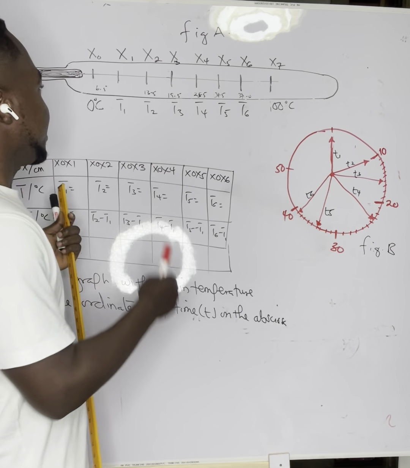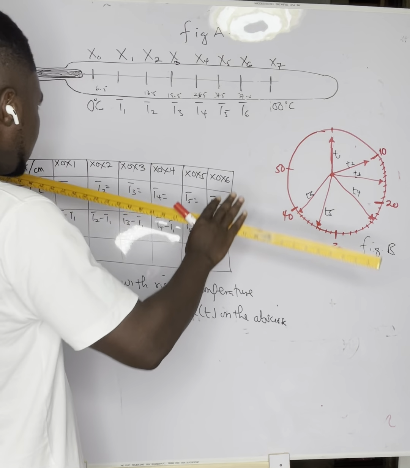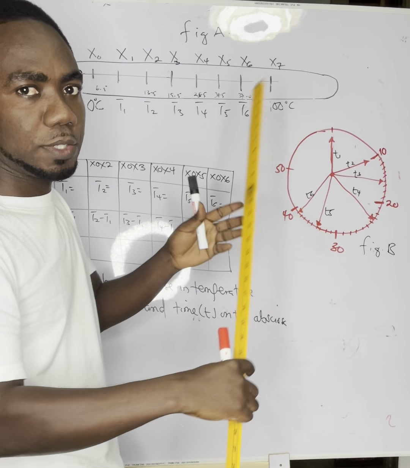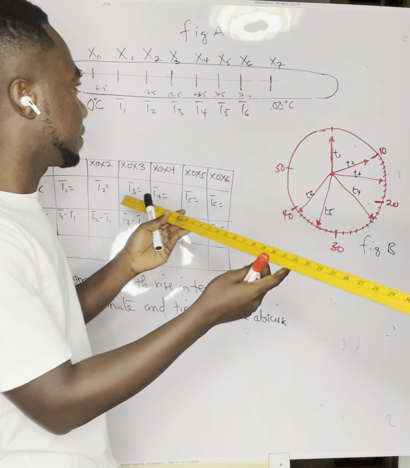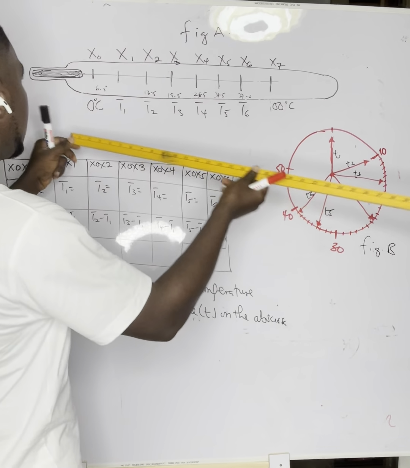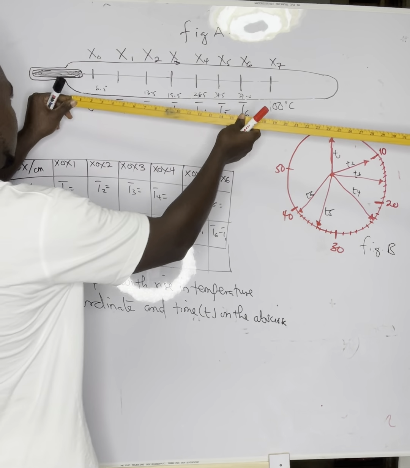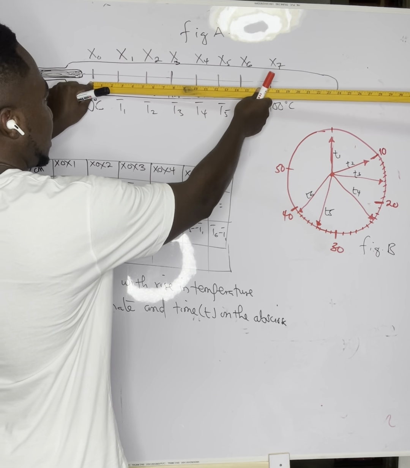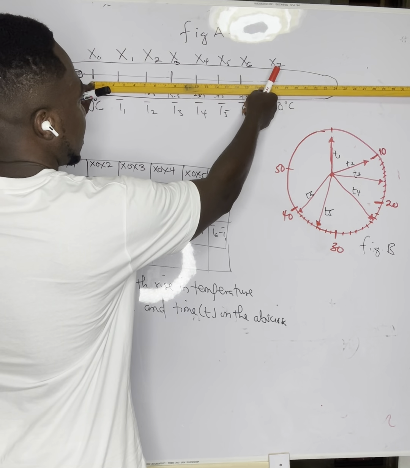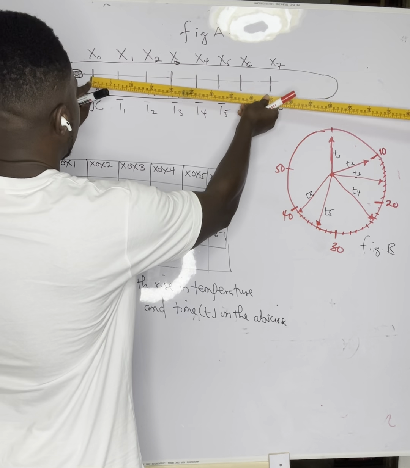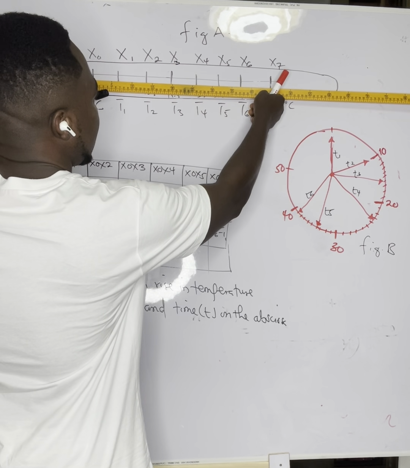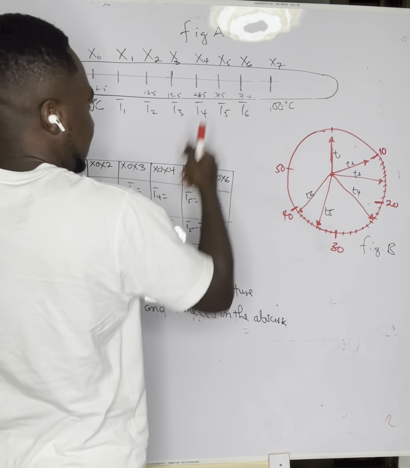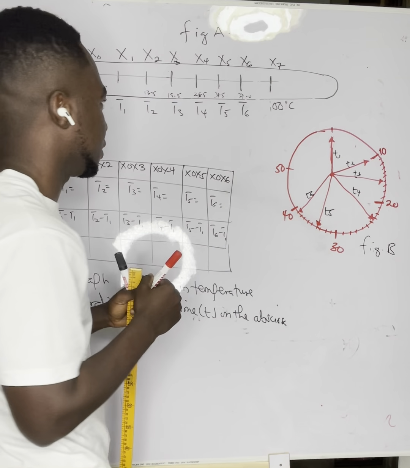To get the corresponding temperature reading, first you need to measure the total length of your thermometer by using a meter rule. So you place your meter rule from the lower fixed point, that is 0 degrees Celsius, to the upper fixed point. Measuring from here to there, it's around 45. So from the lower fixed point to the upper fixed point is 45.